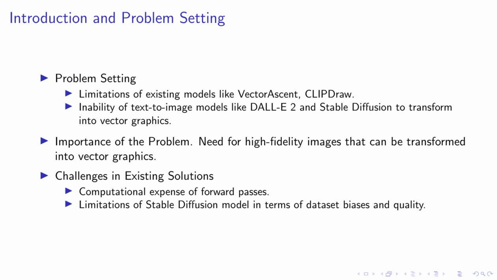However, the path to a solution is fraught with challenges. One of the major hurdles is the computational expense of forward passes through the generative model, which is significantly higher than contrastive approaches. Additionally, the Stable Diffusion model, which we use, has its own limitations in terms of dataset biases and quality. Despite these challenges, we believe that our work on VectorFusion is a step in the right direction. We'll delve into the details of our approach and its effectiveness in the following slides.